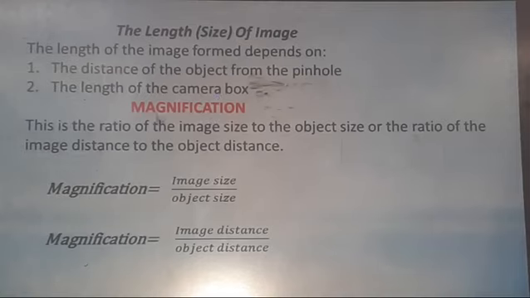Magnification. This is the ratio of the image size to the object size. Also, we can define magnification as the ratio of the image distance to the object distance. Mathematically, magnification is equal to image size divided by the object size. Also, we can say magnification is equal to image distance all over the object distance.